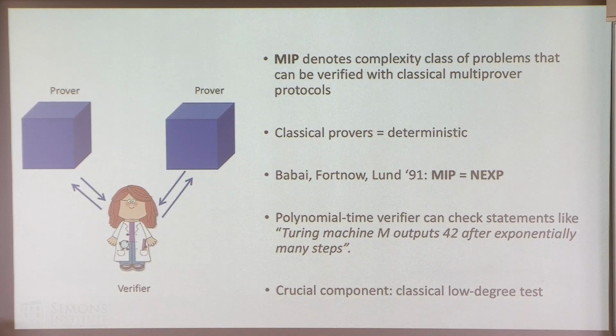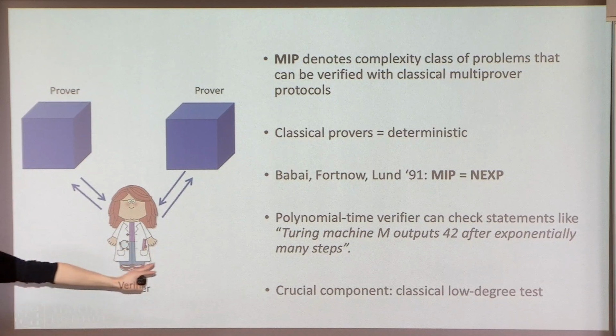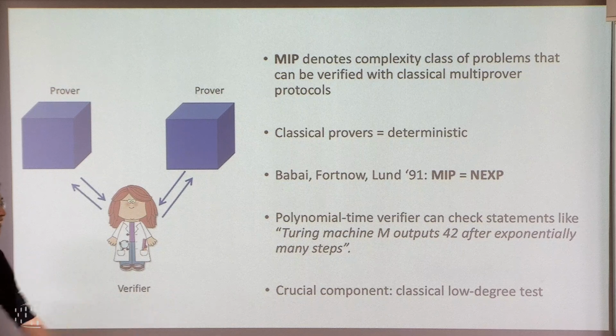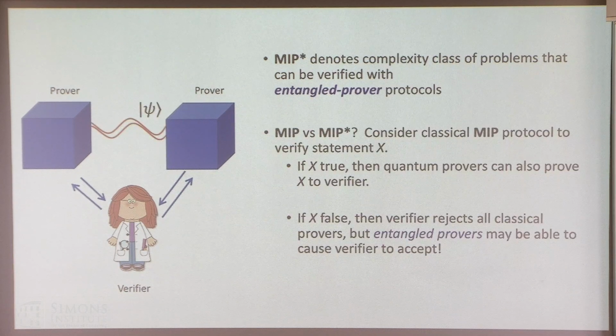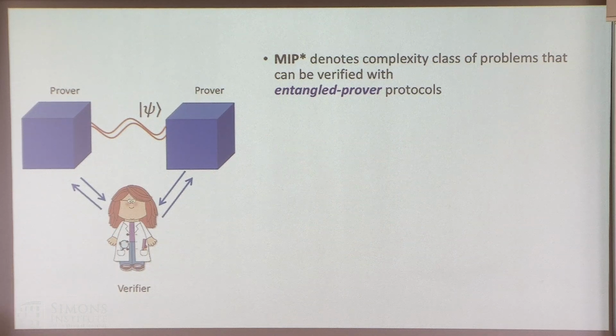It's a magical thing, but where does the magic come from? It comes from this classical low degree test. It's amazing. So this is a gem. It led to many things in complexity theory, PCPs and so on.